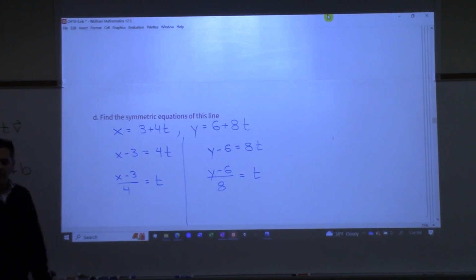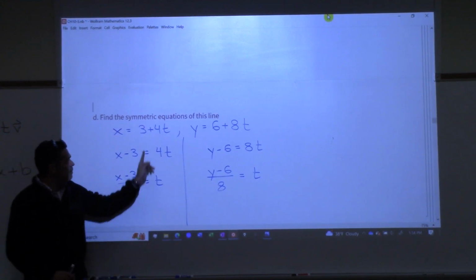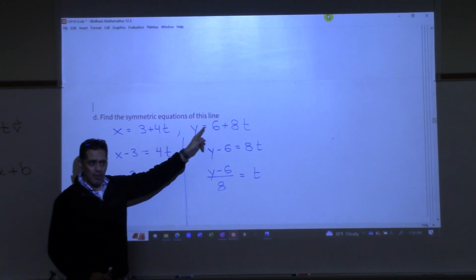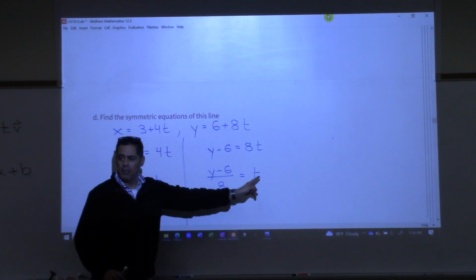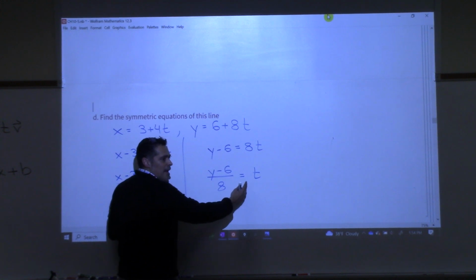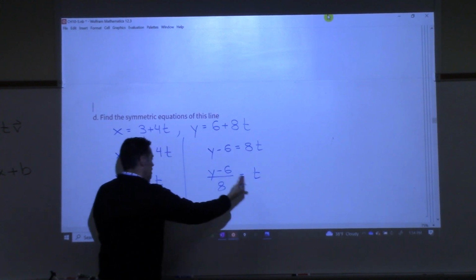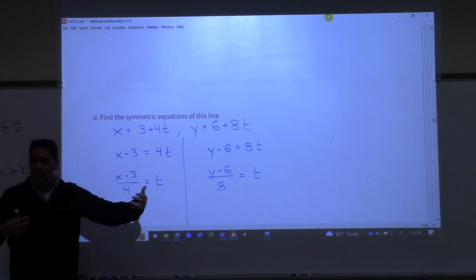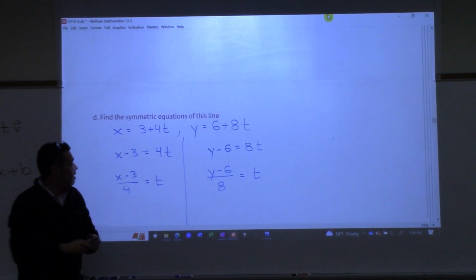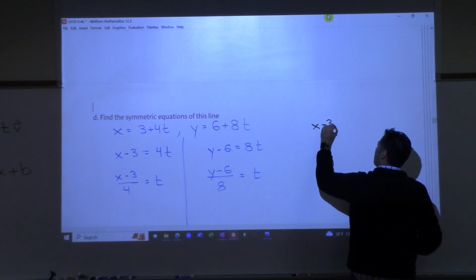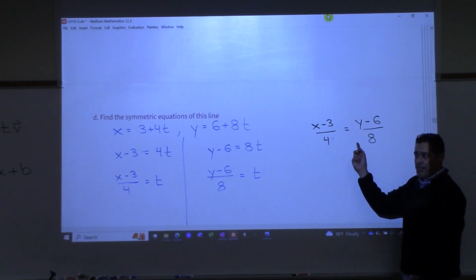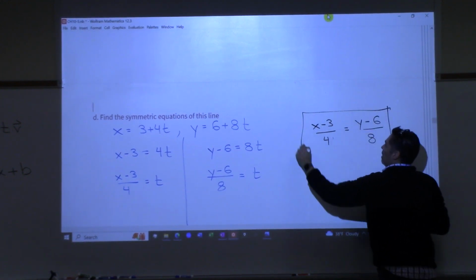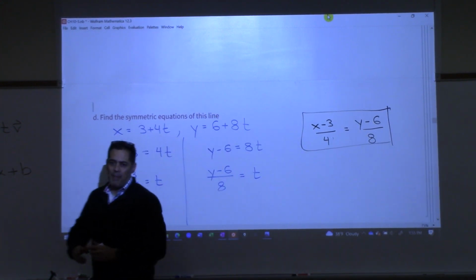Exactly. Well, the whole point of doing this step is that both of these are linear equations, right? You should be able to solve for the variables. So I should be able to solve for t, right? And this will always be t, won't it? It's not going to be like t squared or anything like that. These will always have t on both of these. And since both of those are equal to t, you can set them equal to one another, can't you? So I can say x minus 3 over 4 must equal y minus 6 over 8, right? This is called the symmetric equations, or symmetric equation.